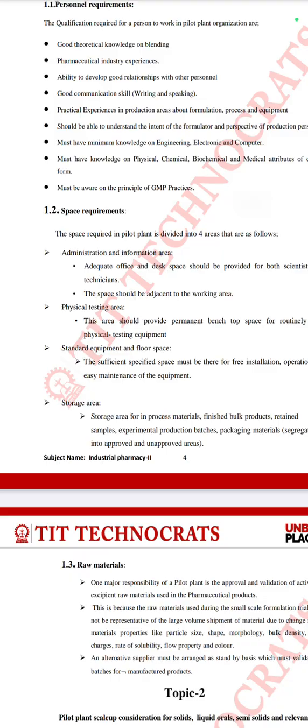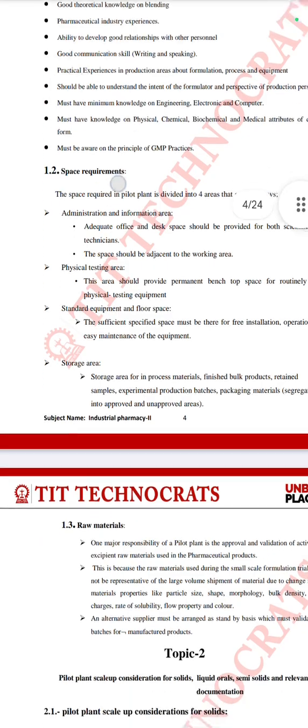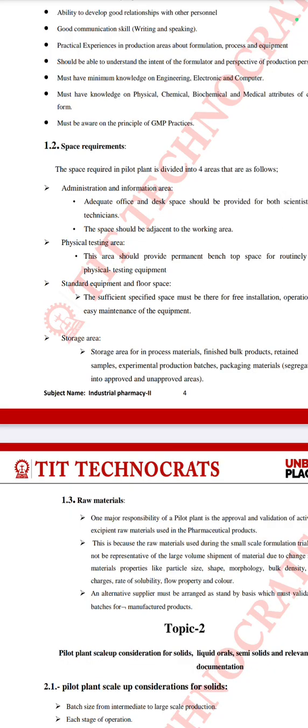Second one is space requirement. The space requirement in a pilot plant is divided into four major areas: administration and information area, physical testing area, standard equipment and floor space, and storage area. So these four areas in a pilot plant are considered as the space requirement.